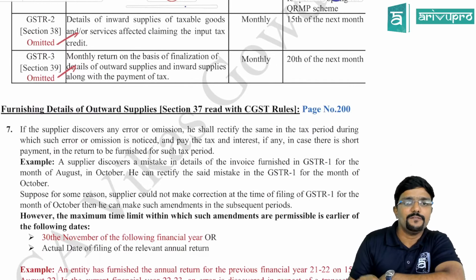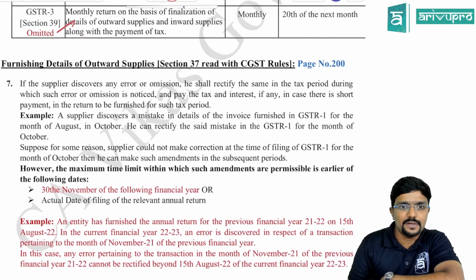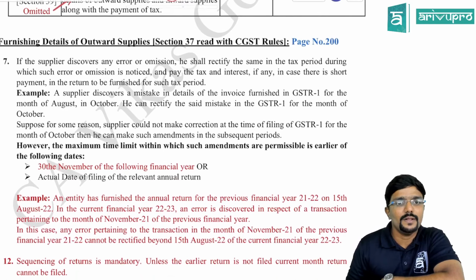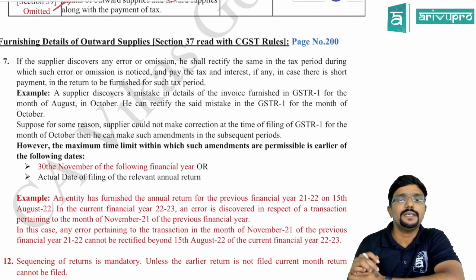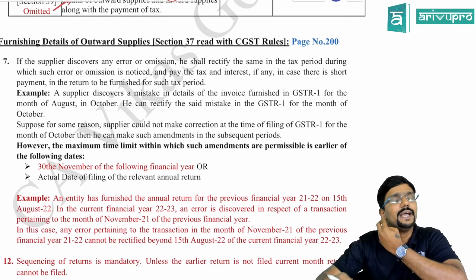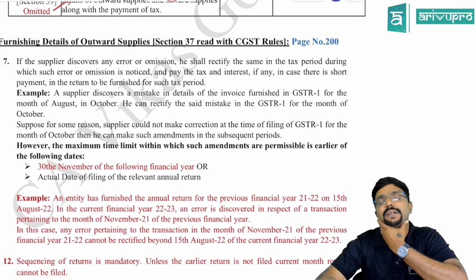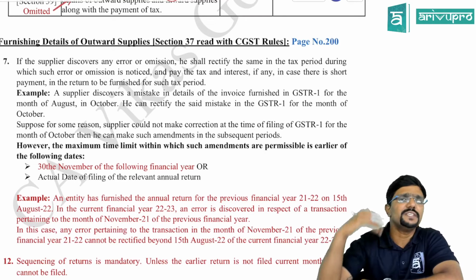Next change is with respect to furnishing details of outward supply in page number 200. Come to point 7, guys. What is it? If supplier discovers any error or omission, he shall rectify the same in the tax period during which such error or omission is noticed, and pay the tax and interest if any, in case there is short payment in the return to be furnished for such tax period. Means, sir, I have already filed my GSTR 1 for a particular month. Later, I noticed an error or omission. Can I revise it? There is no option of revising it, but you can rectify your error. You can rectify your error even in the future period.